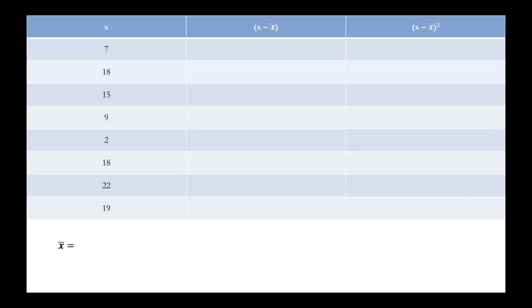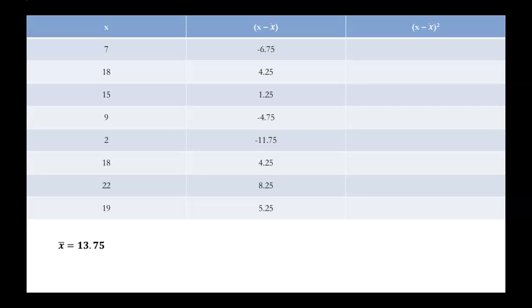And then our next list is x minus x bar. So we need to find our x bar. Again, x bar is your sample mean, right? So that's the average of all of our x's. So if we take the average, we'll find that our x bar is 13.75. So x minus x bar now will be each individual x value minus 13.75. So we take 7 minus 13.75, 18 minus 13.75, and we end up with these values.